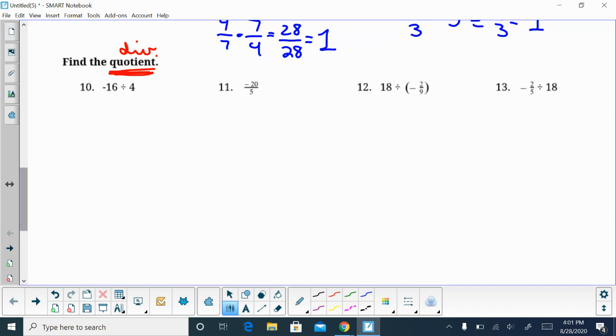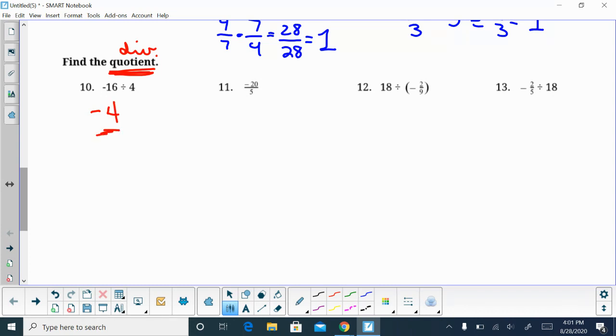So let's get started. Problem number 10, negative 16 divided by 4. I've got a negative and I've got a positive. So that means my final answer should be negative. So negative 16 divided by 4 is a negative 4.